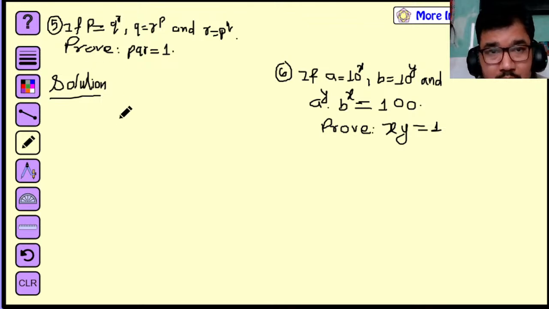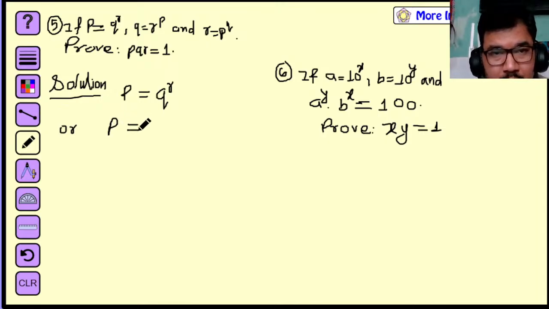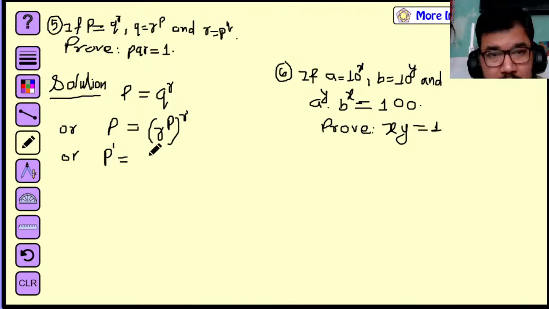First of all, write this one: p equals q to the power r. That is given, the first one, and don't change any other values. Just put this p the same. And we know q means r to the power p. In place of q, we will write r to the power p, and its whole power r is already there. Third step, write p only. P means p to the power 1. Now in place of r also, r means p to the power q. This p and this r will be multiplied, so the whole power is pr, and its whole power will be multiplied.